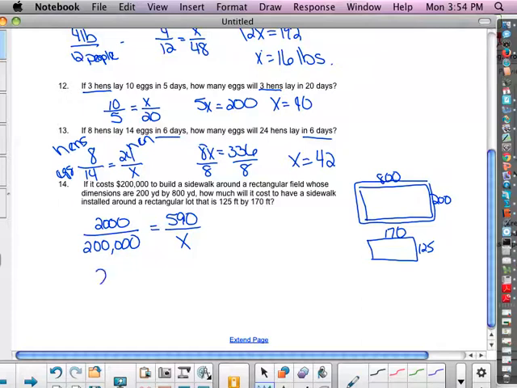So I have 2,000. X is equal to, this is a big number, and then divide by 2,000. $59,000 to build that sidewalk around that smaller area.